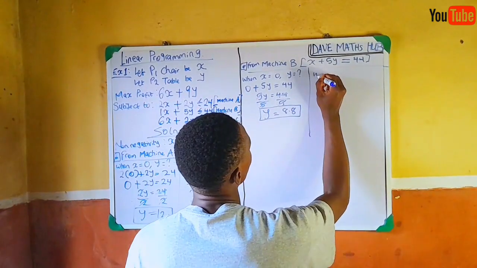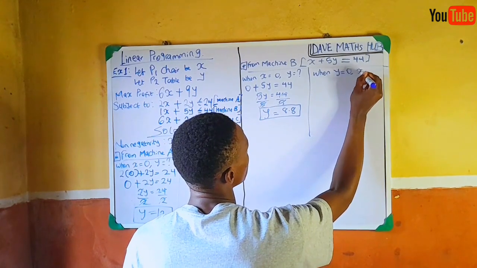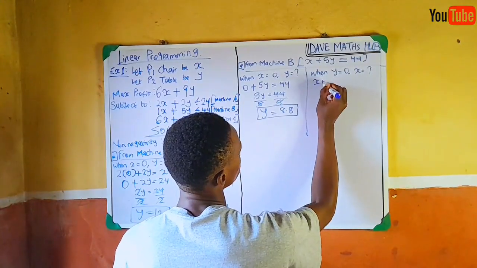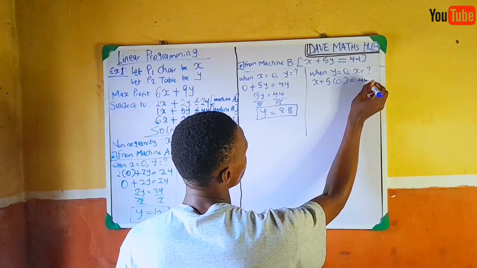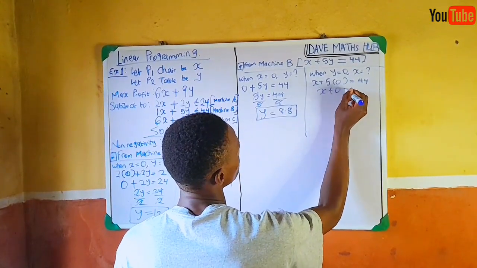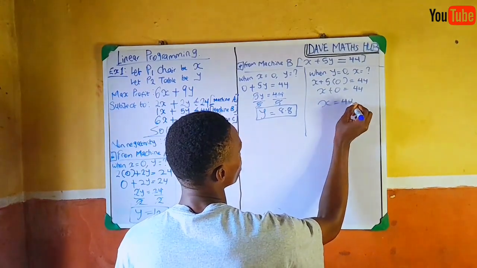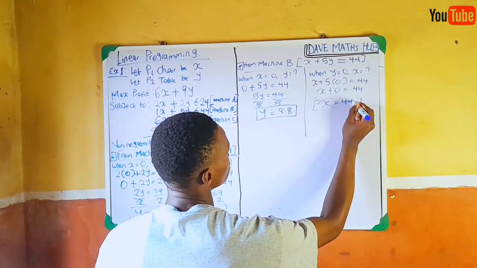Same thing. When y is equal to 0, x is equal to what? Unknown. So we have x plus 5 open bracket 0 equals 44. X plus 0 equals 44, telling us x is equal to 44. So that's for machine B.